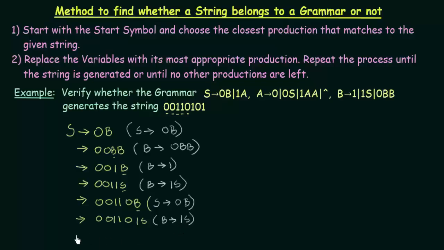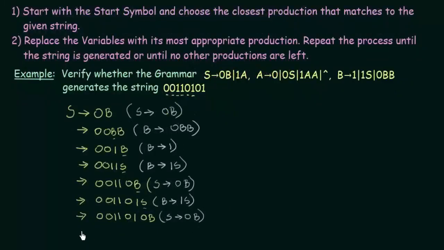Now moving on, we got this 1 over here. Now I need a 0, and what I have is an S. So let me copy this down, 0 0 1 1 0 1, and I have S, and I need to get 0. So in order to get 0 from S, I need to choose this production which says S gives 0B. So this S will be replaced by 0B. So this is using the production which says S gives 0B.